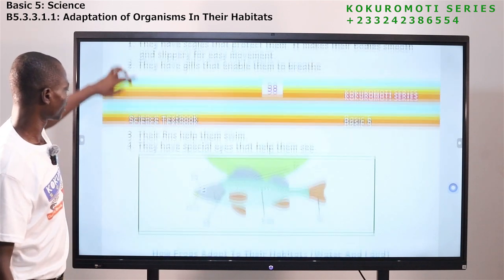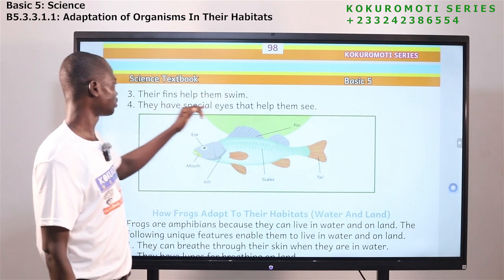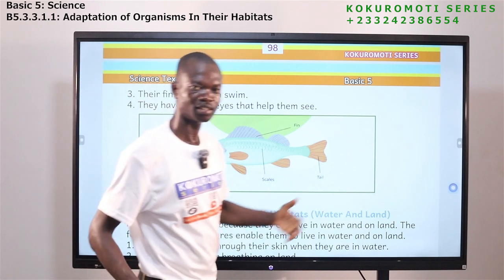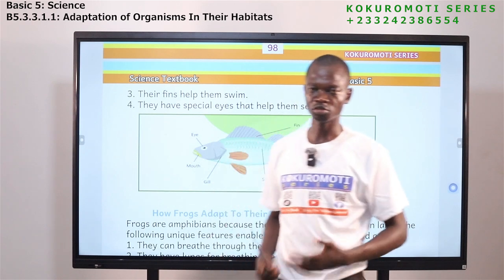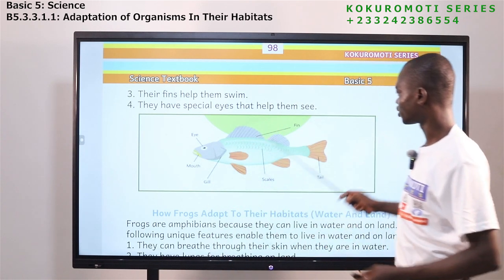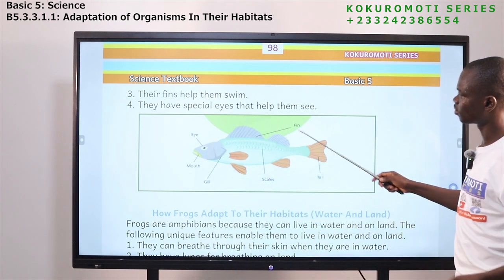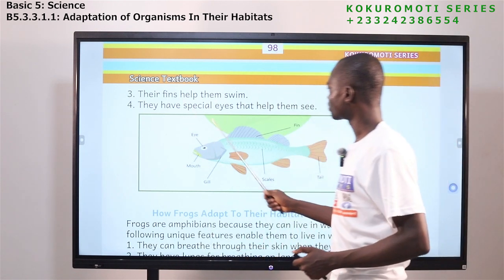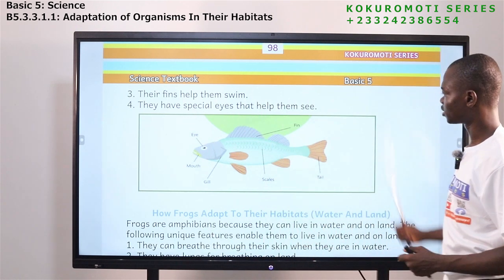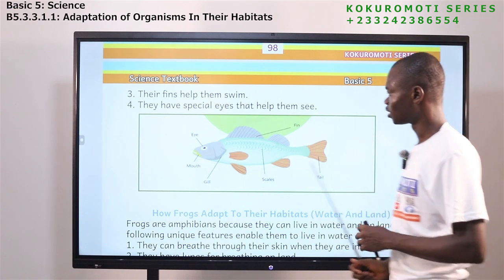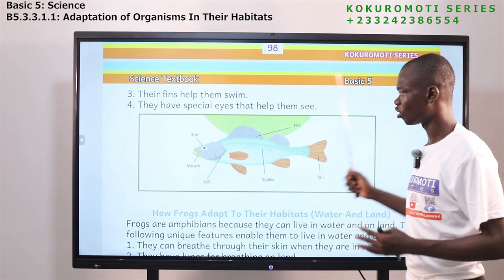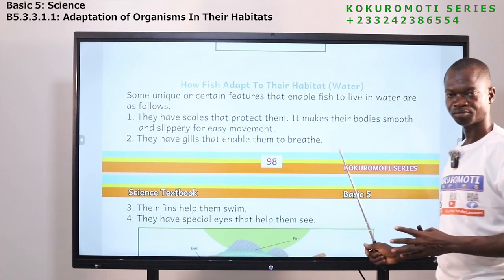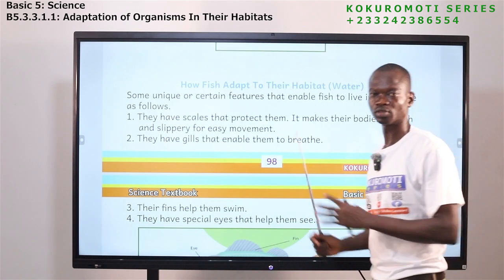Okay. The next one, their fins help them swim. You know, fish, they have fins. They swim. So they are able to swim because of their fins. Okay, so this is what? The fin of a fish. The next one, they have special eyes that help them see. And all these are the features that fish have. These features enable them to live in water.